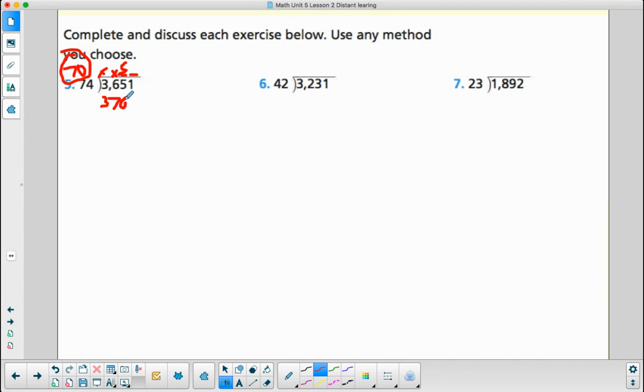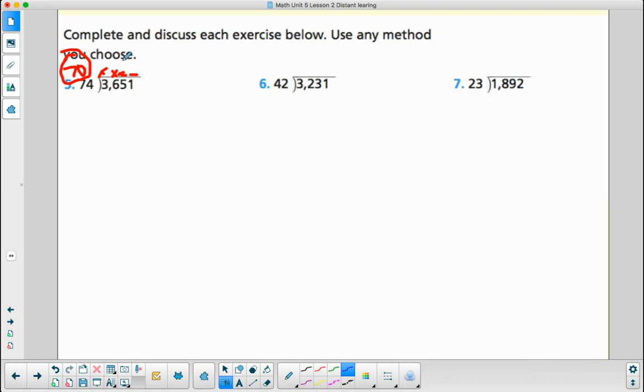I hope you're going, ding, ding, ding, Mr. Springer. Too large. So what did you do? And you're going to say, Mr. Springer, I adjusted my quotient. Since 5 is too large, or 370 is too large, and that was created by multiplying by 5, I'm going to adjust it down 1 to 4. And Mr. Springer is going to say, way to go, you're rocking this.